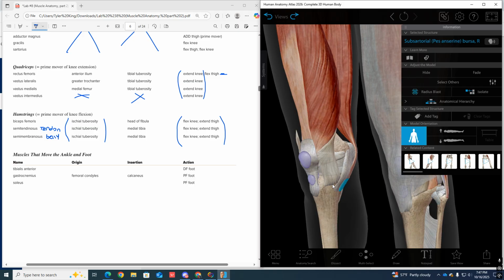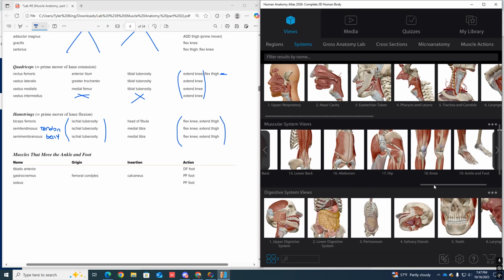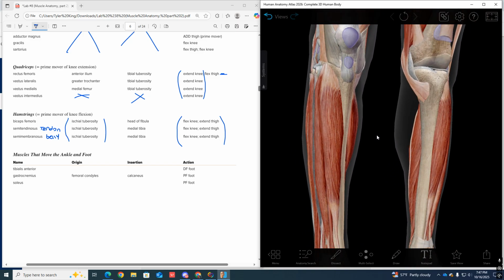All right, so three more muscles, guys. Let's end on a high note. We can do this. So let's get out of these fancy views here. Let's go back. Look at the muscles around the knee, ankle, and foot. Let's see. Yeah, perfect. Excellent.